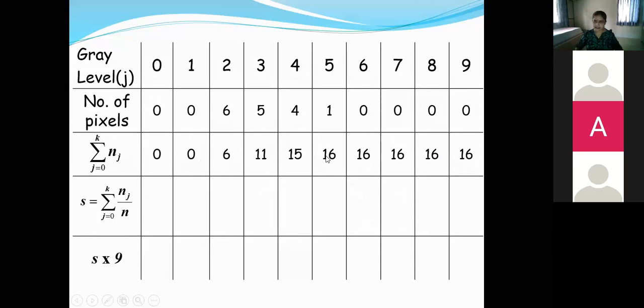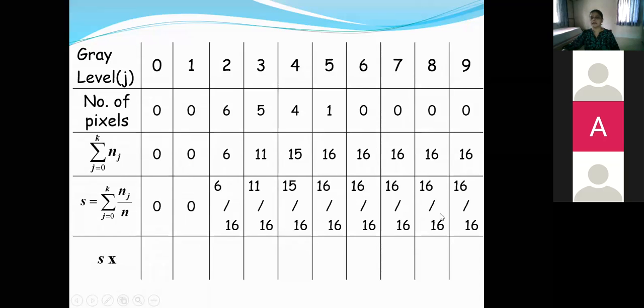So in this case, normalization means dividing all these numbers by the total number of pixels. Okay, so our image size is 4 by 4. So in total there are 16 pixels. So in the next step, divide each of these numbers by 16. So 0 by 16, 0 by 16, 6 by 16, and so on. So after this step, you will get these values, right? So the last few columns are 16 by 16 from 5 to 9. So this is the normalization step.